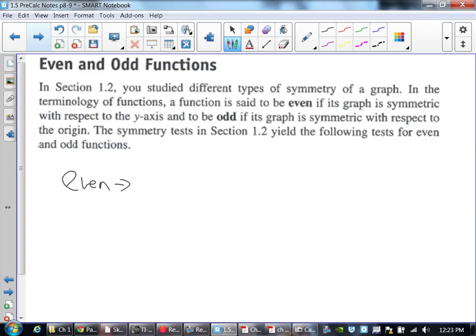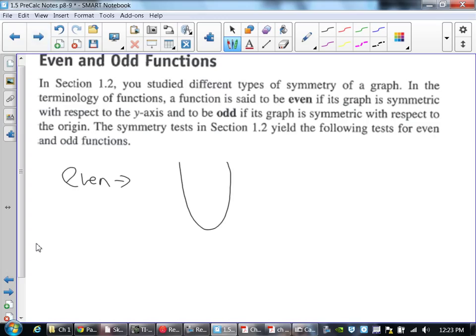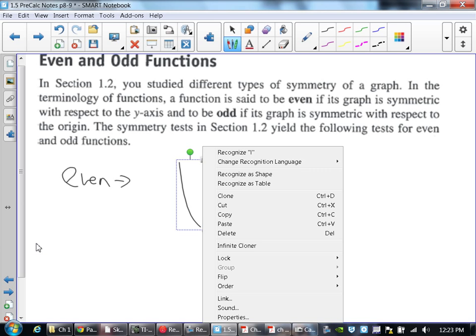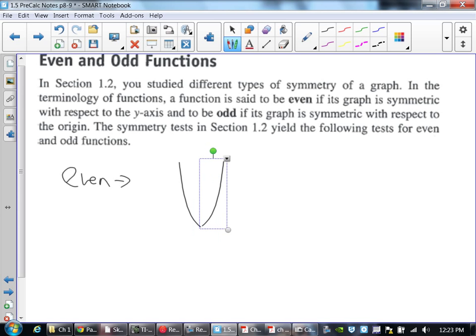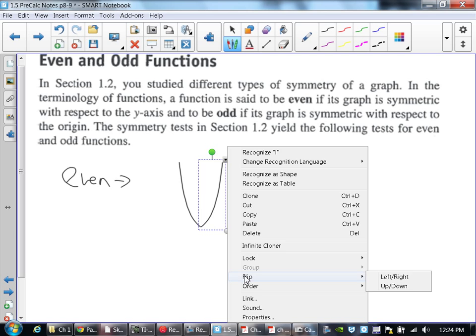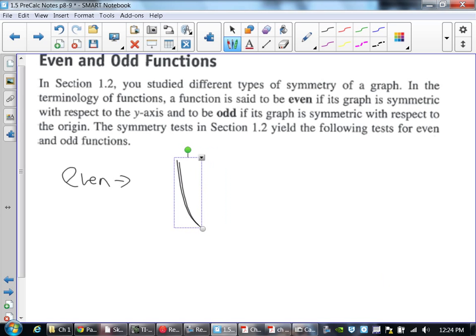The y-axis goes up and down. If I take that, I can flip it onto itself, and it's a mirrored image. That's what that means. It's a mirrored image of itself on just one side. What about the y-axis? Parabolas are like that. And why is a parabola like that? Because what's the degree?